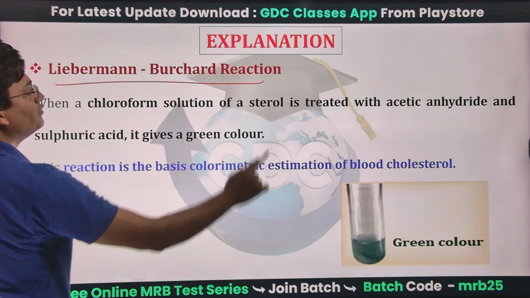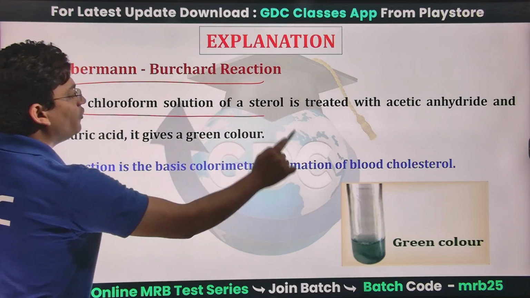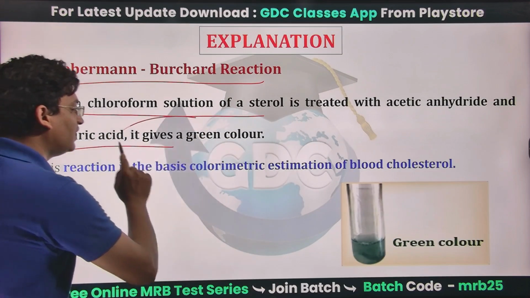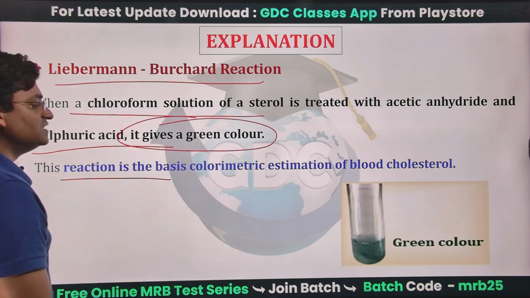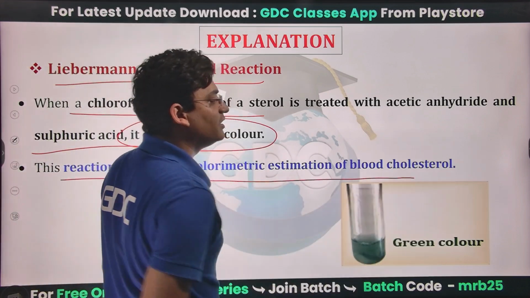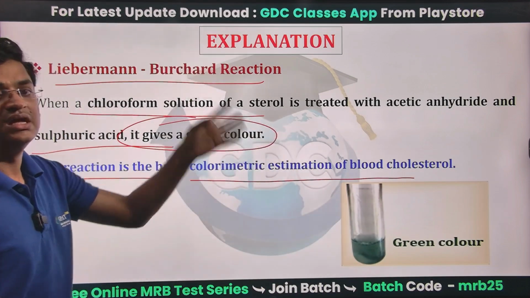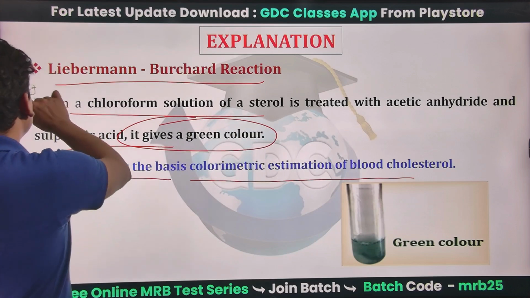In this Lieberman-Bouchard reaction, a chloroform solution of sterols is treated with acetic anhydride and sulfuric acid to give a green color. This reaction is basic colorimetry estimation of blood cholesterol. So basic colorimetric detection of blood cholesterol is done through this Lieberman-Bouchard reaction test.